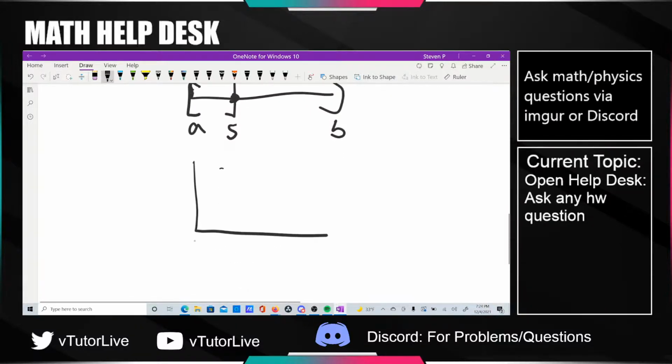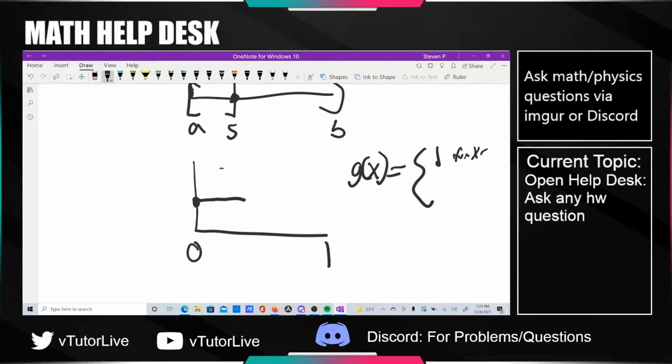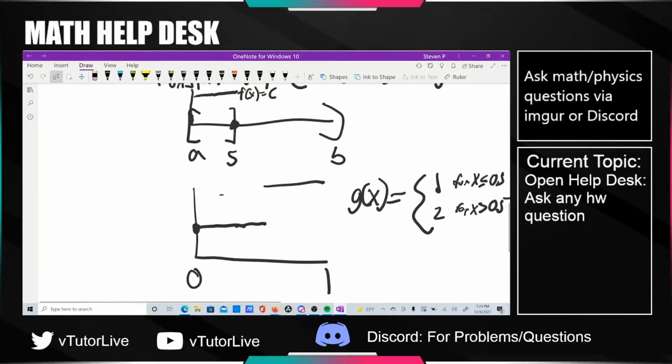Let's say, from 0 to 1, let's just draw an example of 0 to 1. And let's let an example function, g of x, equal 1 for x less than or equal to 0.5, and 2 for x greater than 0.5. So it's kind of a step function like this. And the idea here is that you can consider the left endpoint being 0, and you can consider every possible right endpoint.